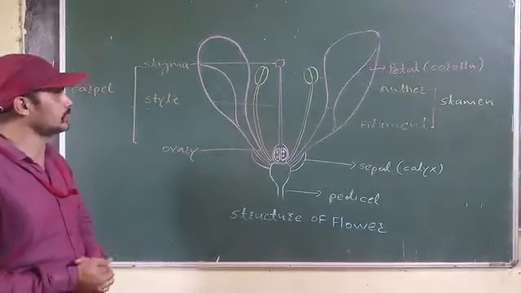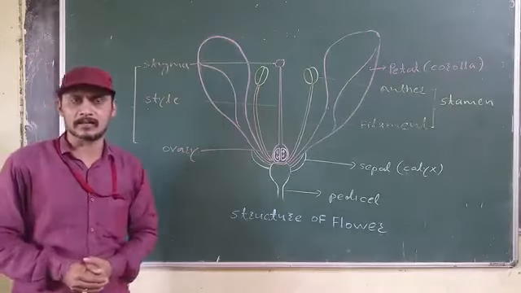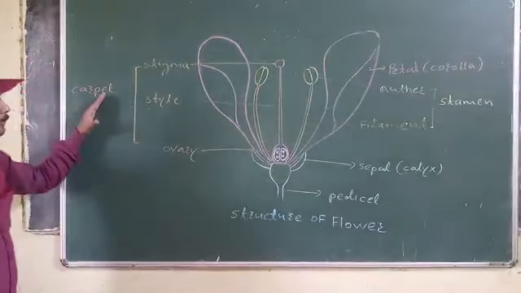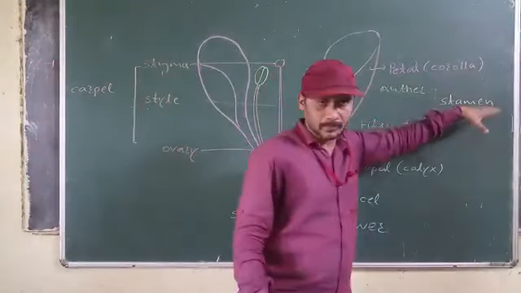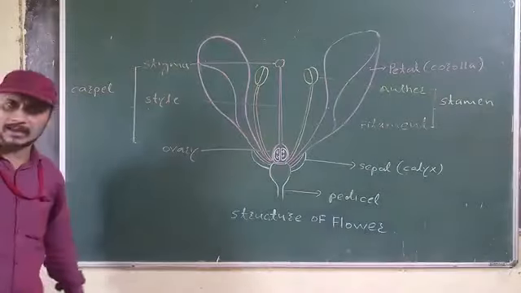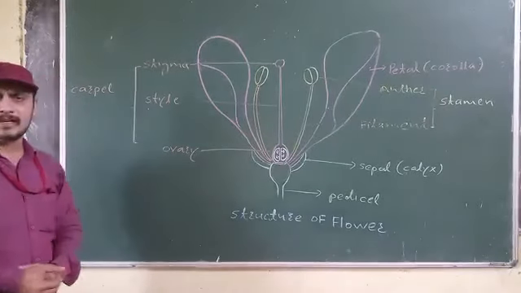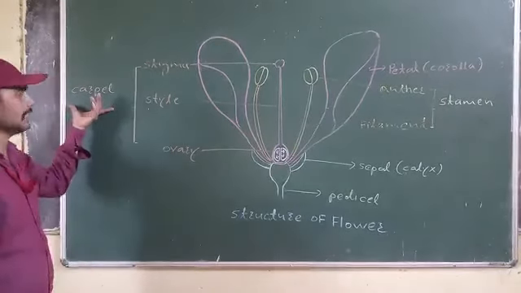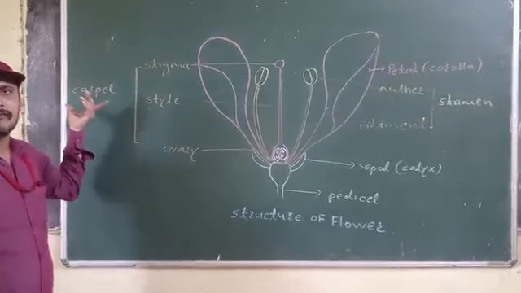These are called essential floral whorls. Basically there are two types. The first one is carpel and the second one is stamen. We are going to understand first about the carpel. So what is carpel? Carpel is basically called the female floral whorl.